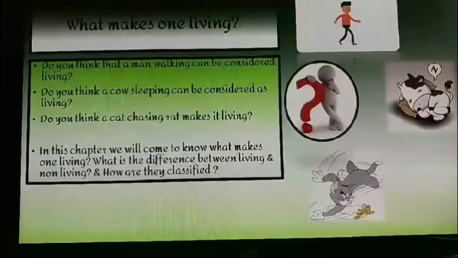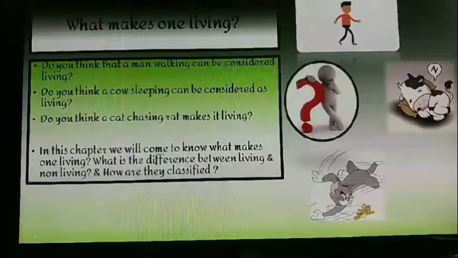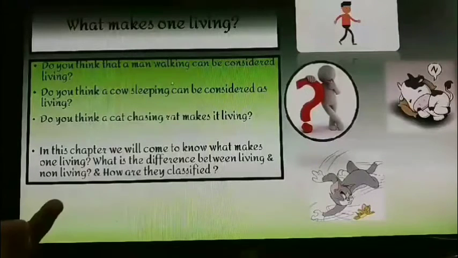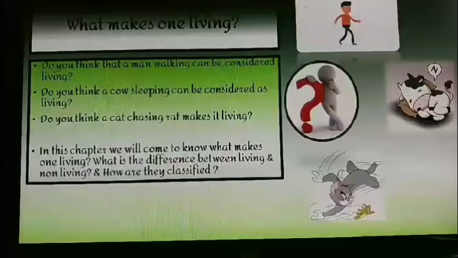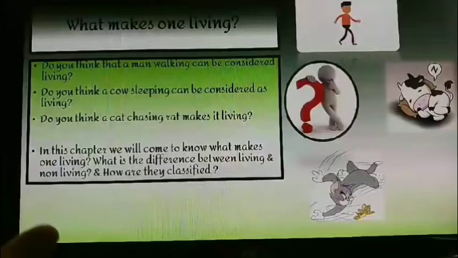Do you think a cat chasing a rat makes it living? Of course, you might have seen Tom and Jerry, in which Tom is always after Jerry, right? So does that actually make it living, or is there anything else which makes all three of these to be considered as living? So in this chapter, we'll come to know what makes one living. What are the different characteristics? What are the different points to be mentioned to actually say that yes, this particular organism can be considered as living? There should be a definite structure, a definition.